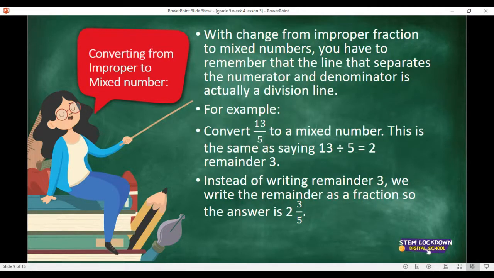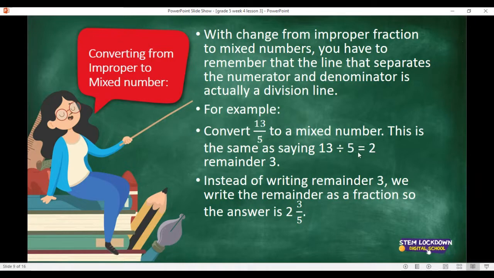So with changing from an improper fraction to mixed number, you have to remember that the line that separates the numerator and the denominator is actually a division line. So for example, the question is convert 13 over 5 to a mixed number. This is the same as saying 13 divided by 5. Simple, it's as simple as that.